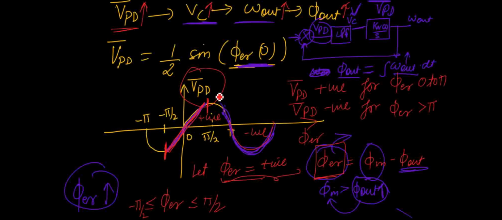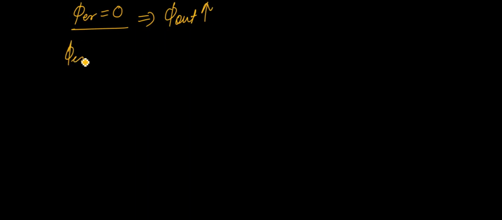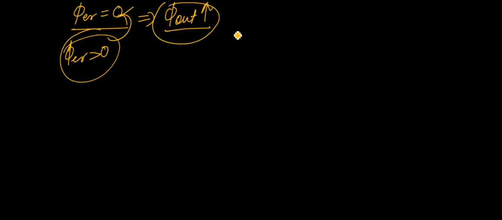Okay, so let me repeat again. Our aim is to make phi error minimum or 0. So for that, we have to increase phi out. I'm saying the condition is phi error greater than 0, meaning phi error is positive, and you want to make it 0. So for that, you have to increase phi out. How can you increase phi out? For increasing phi out, you have to increase VC, and for increasing VC, you have to increase VPD bar.